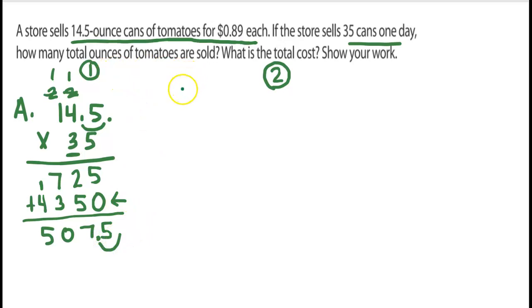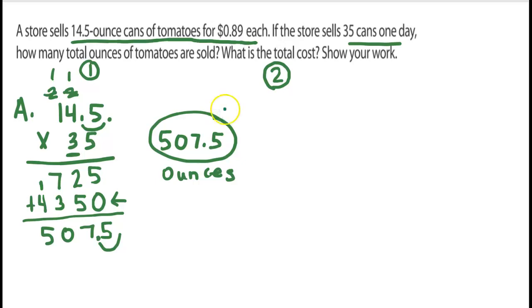So my first answer is, how many total ounces of tomatoes are sold? Well, 507.5 ounces of tomatoes are sold each day. Okay. Then it says, what is the total cost? So we're going to take this number right here, and we're going to multiply it by how much each can cost, which is 89 cents. Okay, so here's part B. And this is question 2.